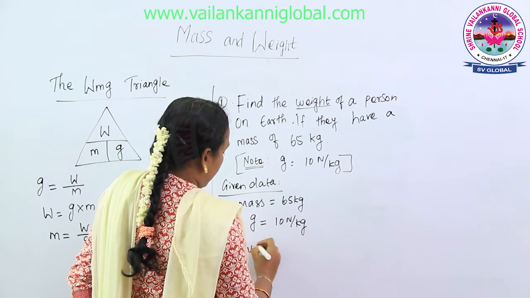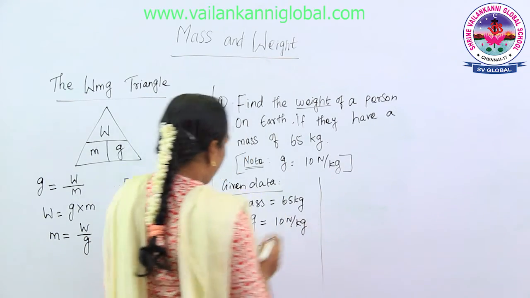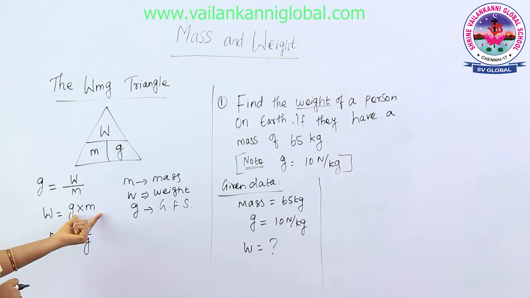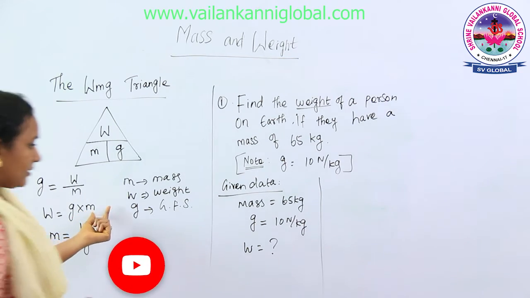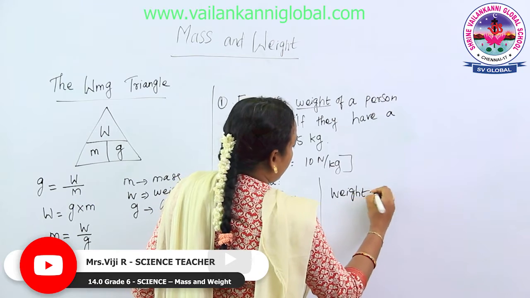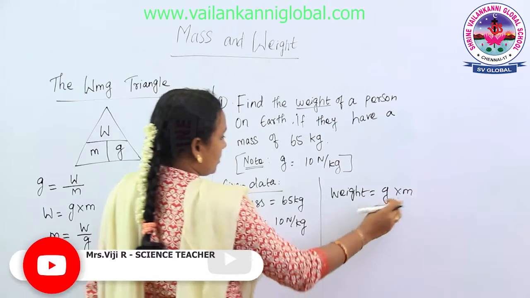So now we are going to calculate weight. So here first write the formula of weight. So what is the formula of weight? Weight is equal to gravitational field strength into mass. So weight is equal to G into M, that is gravitational field strength into mass.